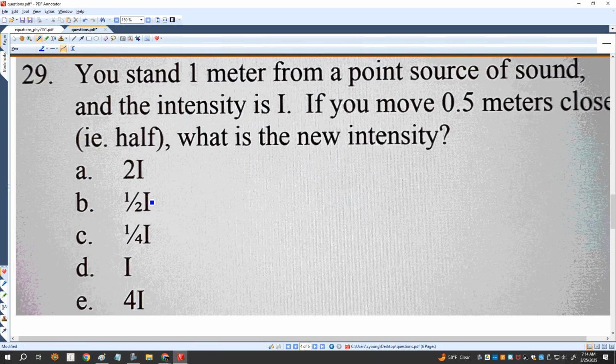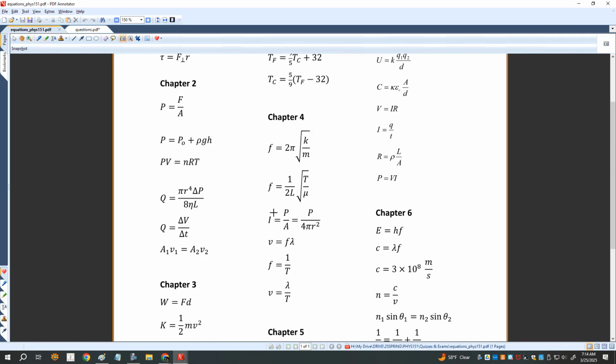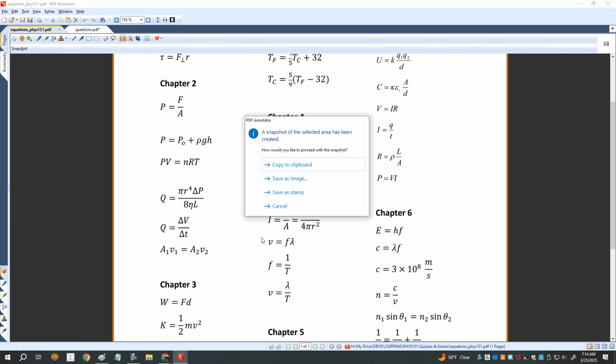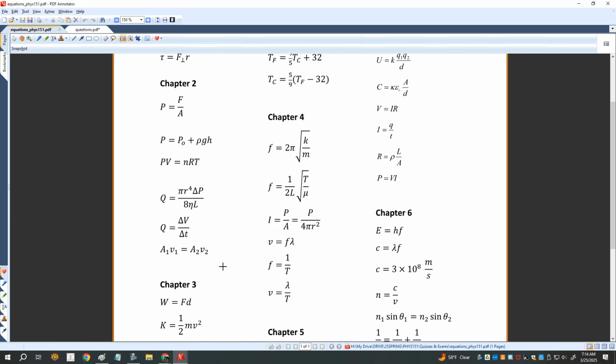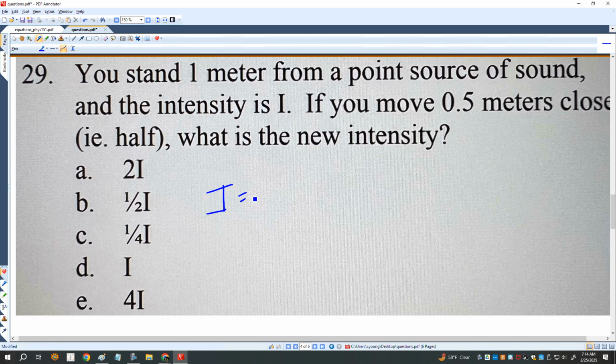You stand 1 meter from a point source of sound and the intensity is I. What if you move to a half a meter closer? So let's look again at that equation sheet. We're going to look at this in class today. The intensity is equal to the power over area, or power over 4 pi r squared.